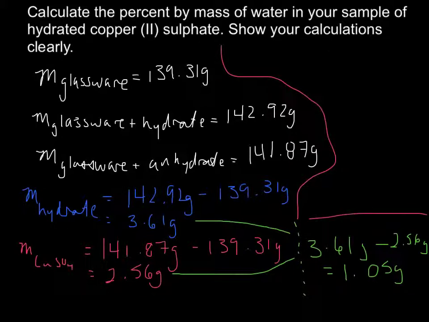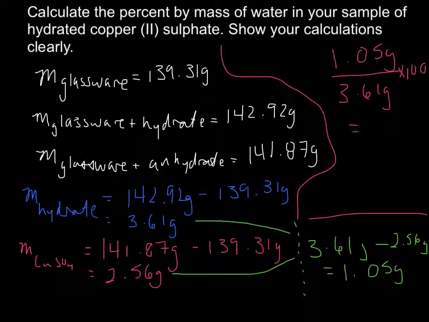So I take my mass of water, which is 1.05 grams, and divide by our total mass of everything all together, which is 3.61 grams, and then I times by 100 to get a percent by mass of 29.09%, and I've included 4 significant digits there, so that's a good place to be for now. If your answer was a little bit different, well, you got slightly different numbers than I did, but they should be in the same range.